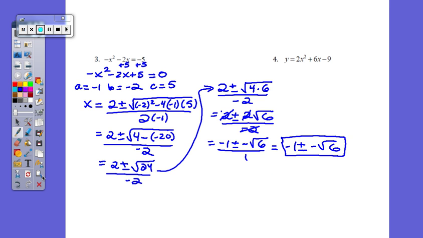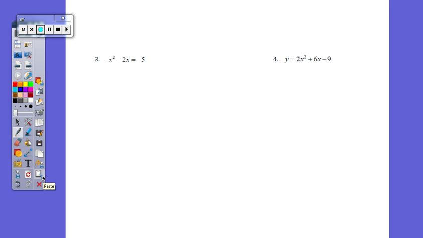Alright, and so we're going to do the last one now. Again, my a, this is set equal to y, and so I'm ready to use the quadratic formula. A is equal to 2, b is equal to 6, and c is equal to negative 9. Again, make sure you pay attention to your signs there. So I'm going to use the quadratic formula.